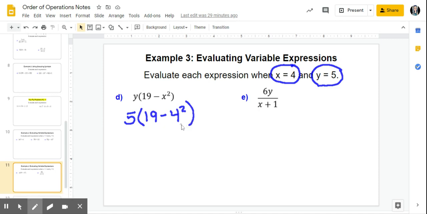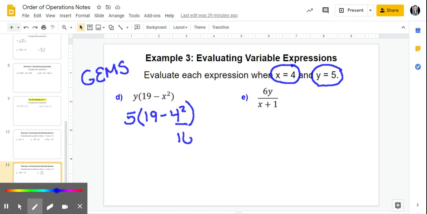Inside my parentheses, I have subtraction and I have an exponent. So if I follow GEMS, I need to ask myself which one comes first. The subtraction is the last step, the exponent is the second step, so I have to take care of the exponent first. 4 to the second power means 4 times 4, which is 16. Drop down everything else.